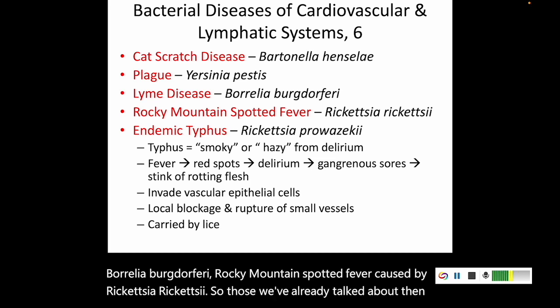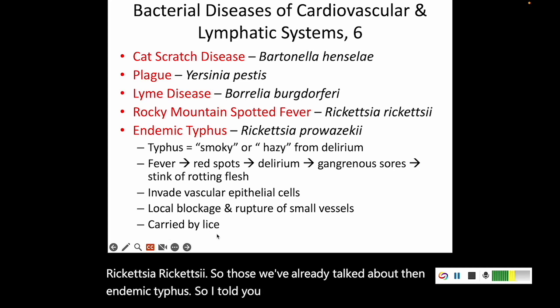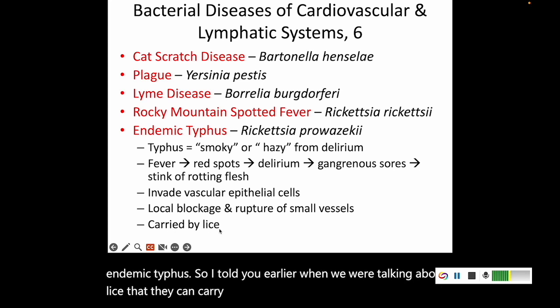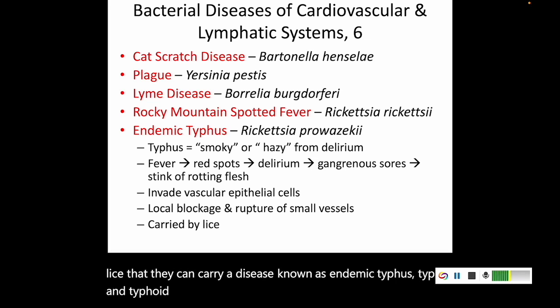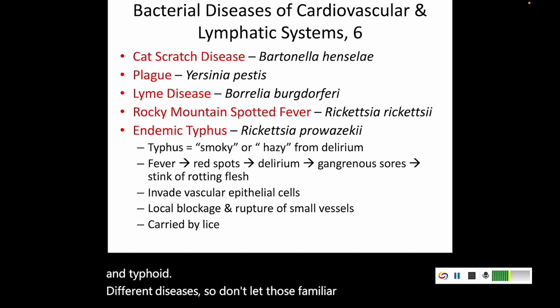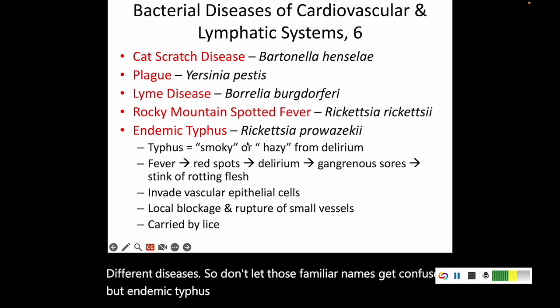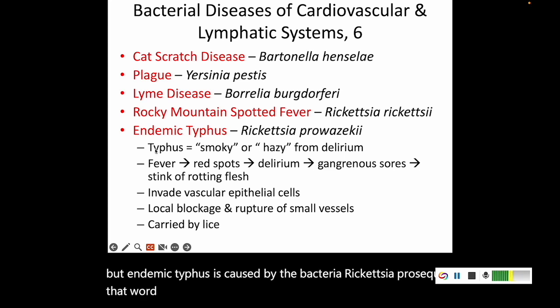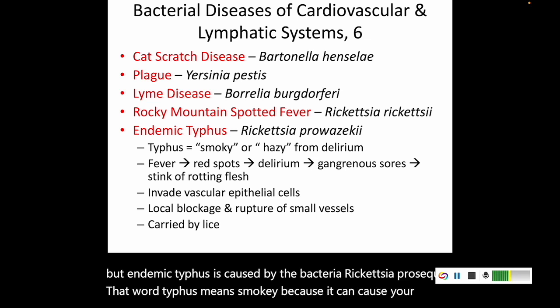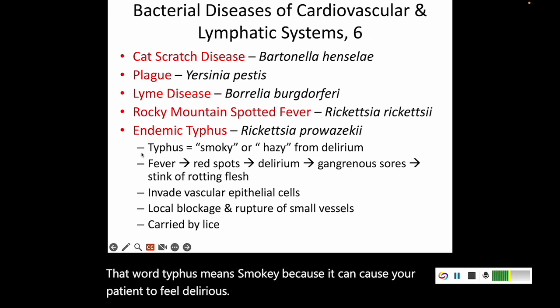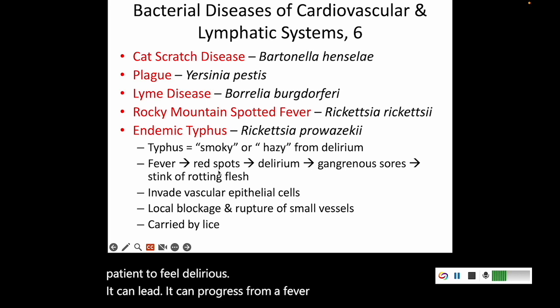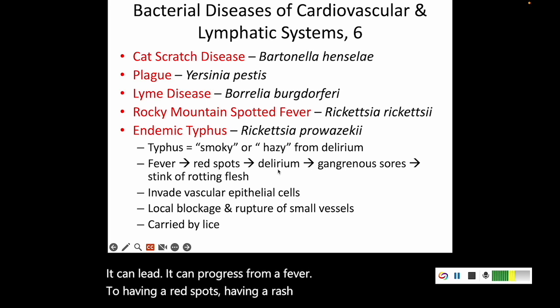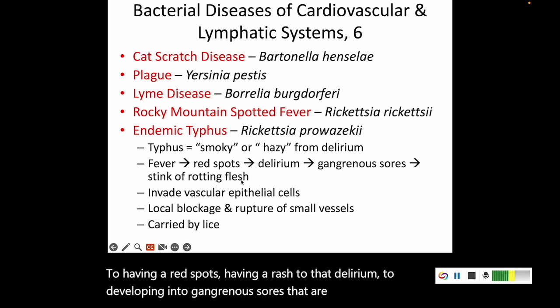Then endemic typhus. So I told you earlier when we were talking about lice that they can carry a disease known as endemic typhus. Typhus and typhoid, different diseases, so don't let those familiar names get confused. But endemic typhus is caused by the bacteria Rickettsia prowazekii. That word typhus means smoky because it can cause your patient to feel delirious. It can progress from a fever to having red spots, to having a rash, to that delirium, to developing into gangrenous sores that are going to start rotting and stinking.